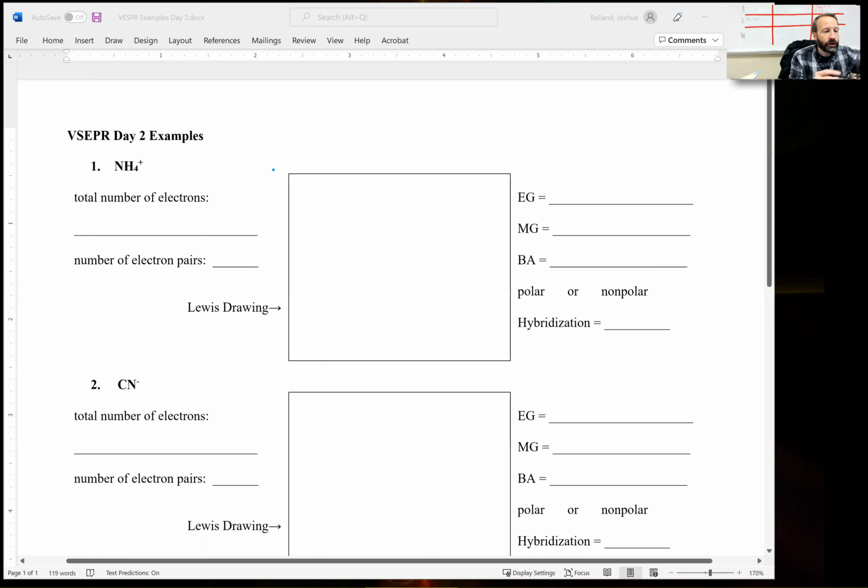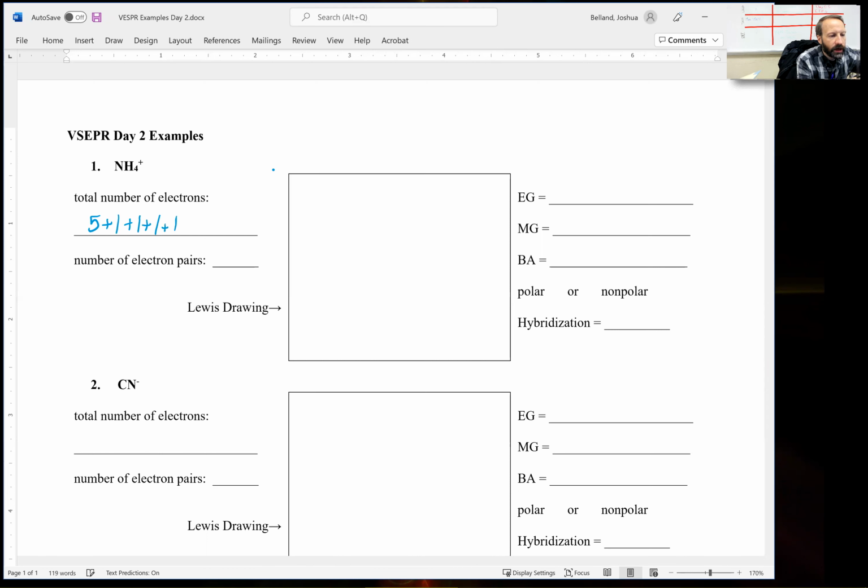All right. So that means way over here at the beginning, when I'm totaling my number of electrons, I'm going to have for nitrogen 5, for each hydrogen 1, and I've lost an electron. So here's the first change for when you have a charge. I'm going to subtract 1. All right. And that's because a +1 charge means I have 1 less electron. So there we go. So that is 8. When I divide by 2, I get 4 pairs. That's what I'm going to show.